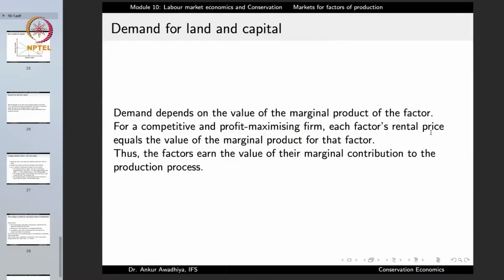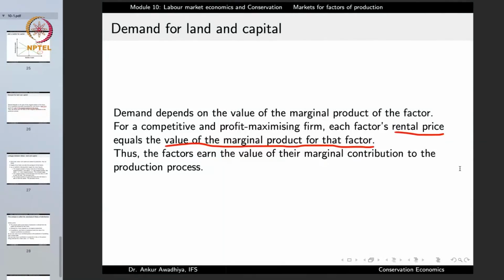Now, for a competitive and profit-maximizing firm, each factor's rental price equals the value of the marginal product of that factor. We have seen it in the case of labor. The value of the marginal product of labor is equal to the labor's wages. So, the company is going to hire only till the point where the value of the marginal product of the labor is greater than or equal to the wages, or the rental price of the factor of production. So the factors earn the value of their marginal contribution to the production process.